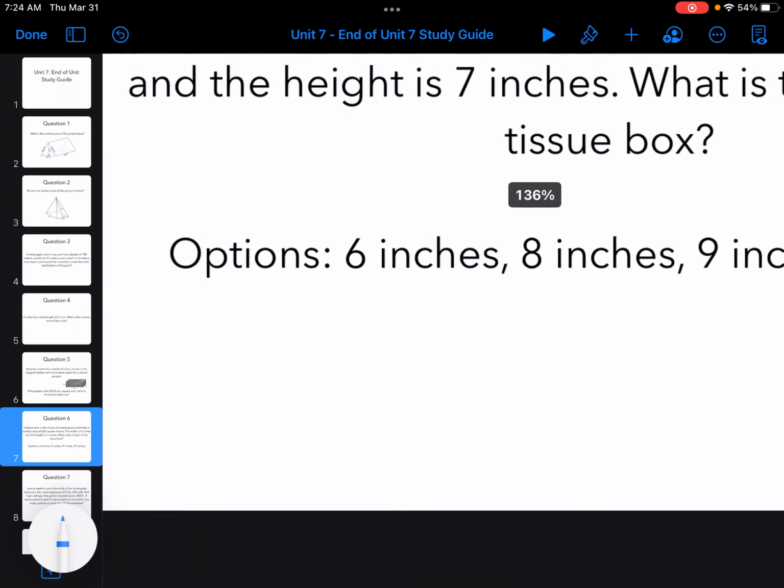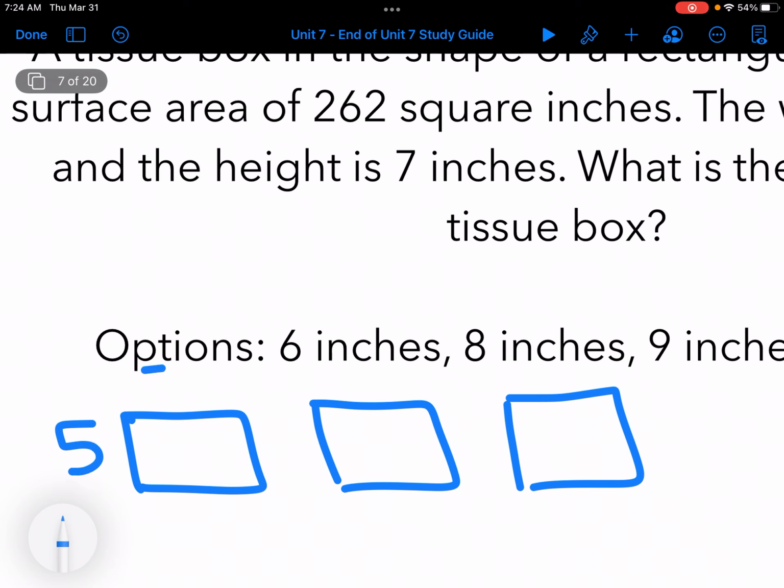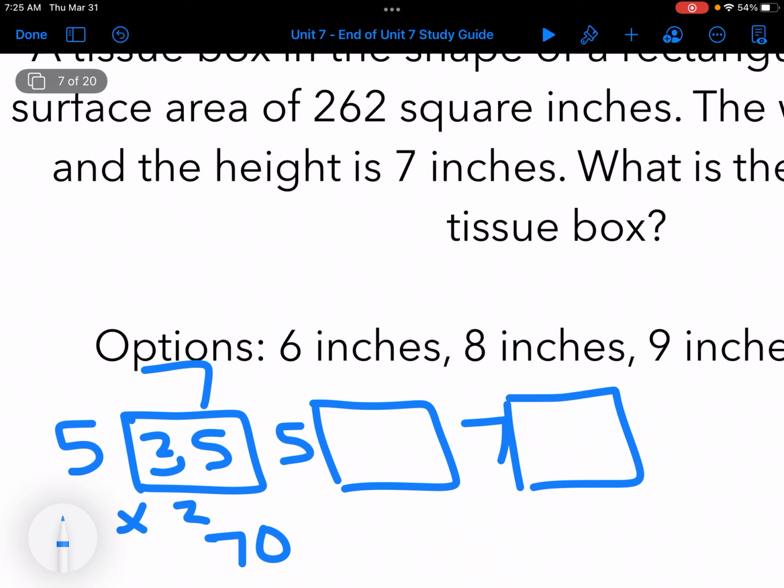All right, so I'm going to draw out my faces. And I know one face is 5 by 7. I know the other one's going to have a side length of 5, and the other one's going to have a side length of 7. So this one's going to have an area of 35 times 2 would be an area of 70. And the total is 262. So I can subtract off that 70. So that leaves me with 192 left.